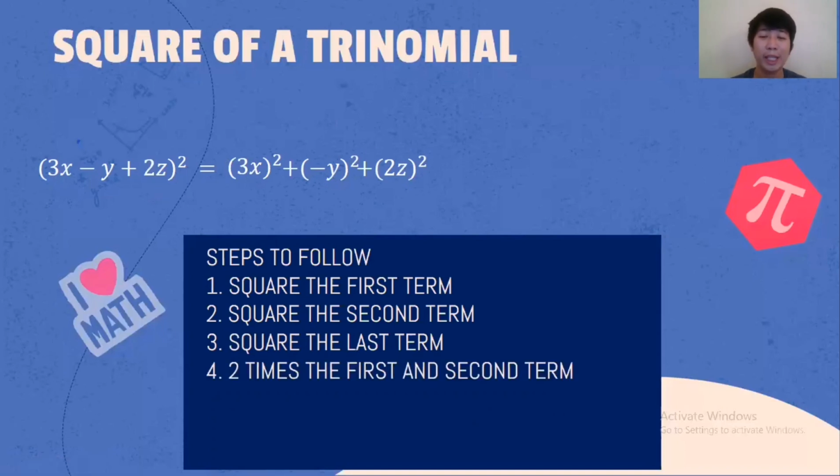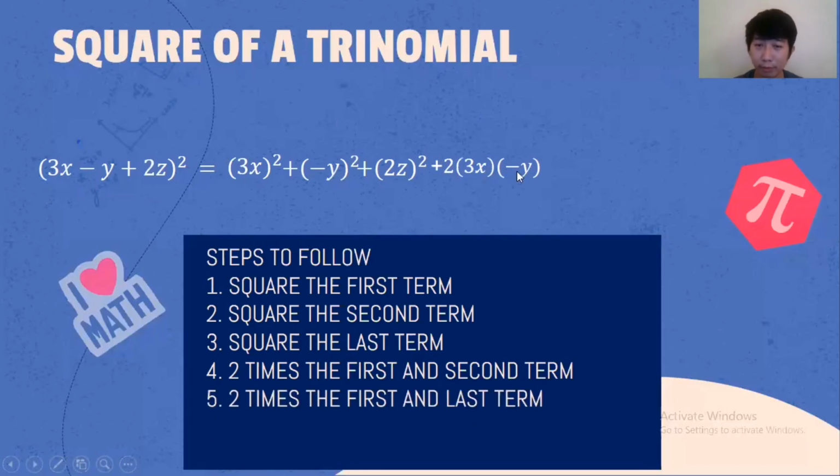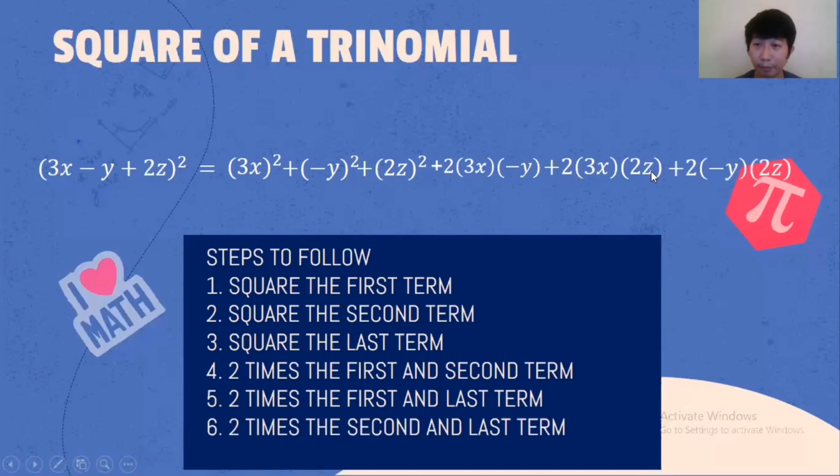2 times the first and the second term. Then 2 times the first and the last term. And the last one, 2 times the second and the last term. Let's now try to simplify.